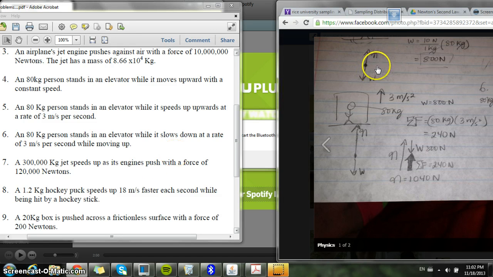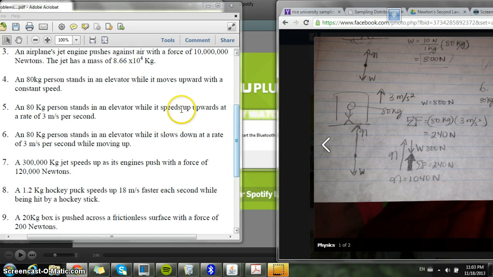And actually, I was supposed to draw a vector sum diagram, but it would look like one arrow going up, and that would be the normal force, and another arrow coming down, which would be the weight, and they would be equal in length. The vectors would be equal. Okay, so now we're going to move on to number 5.